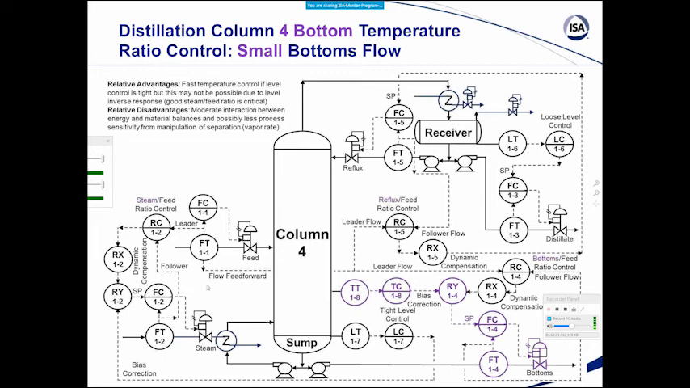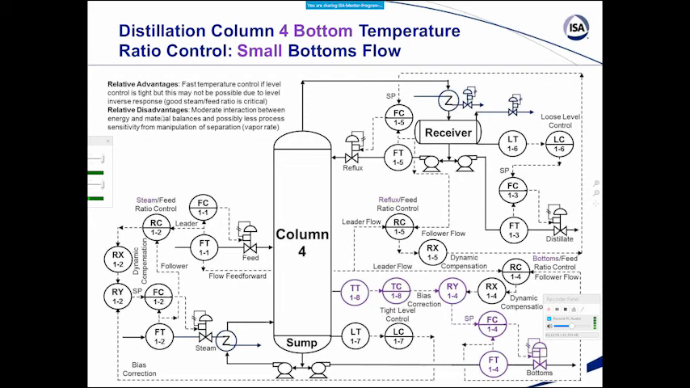But how do you do tight level control if you have inverse response? It's really quite a challenge. So you have to rely particularly on feed forward here. A relative advantage is fast temperature control if level control is tight, but this may not be possible due to level inverse response. Good steam to feed ratio control is critical.